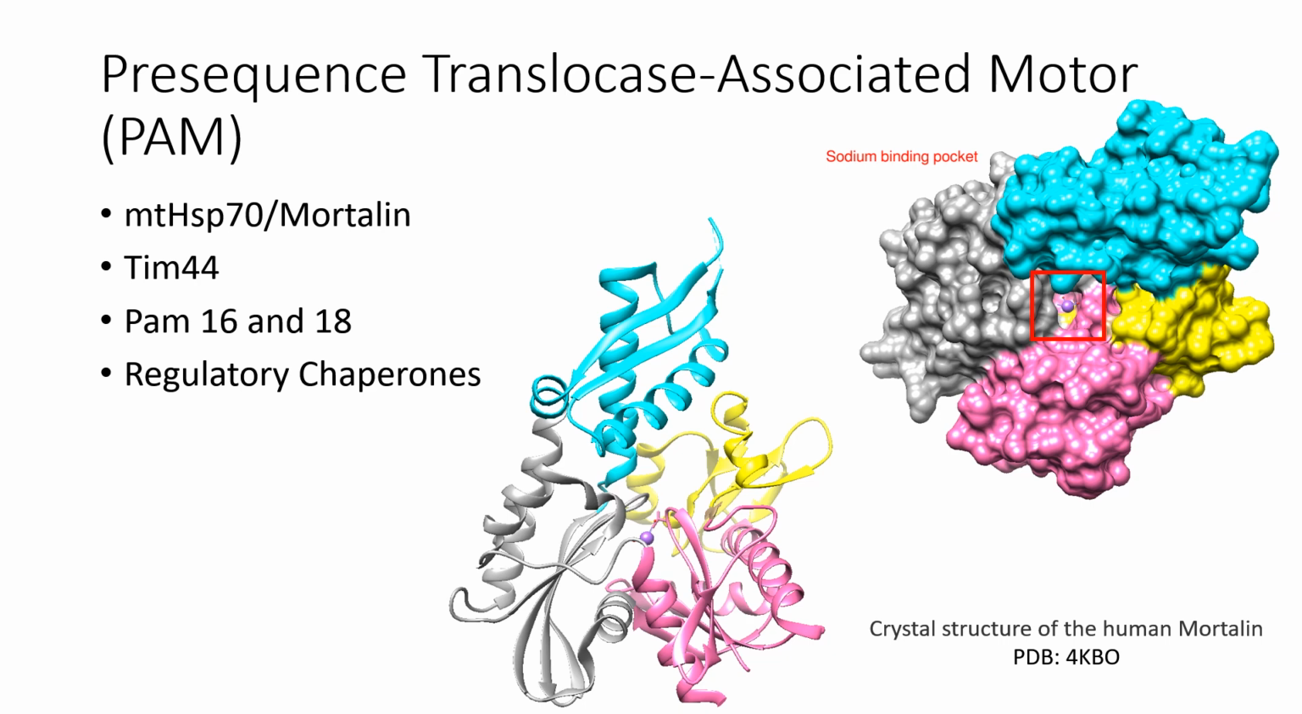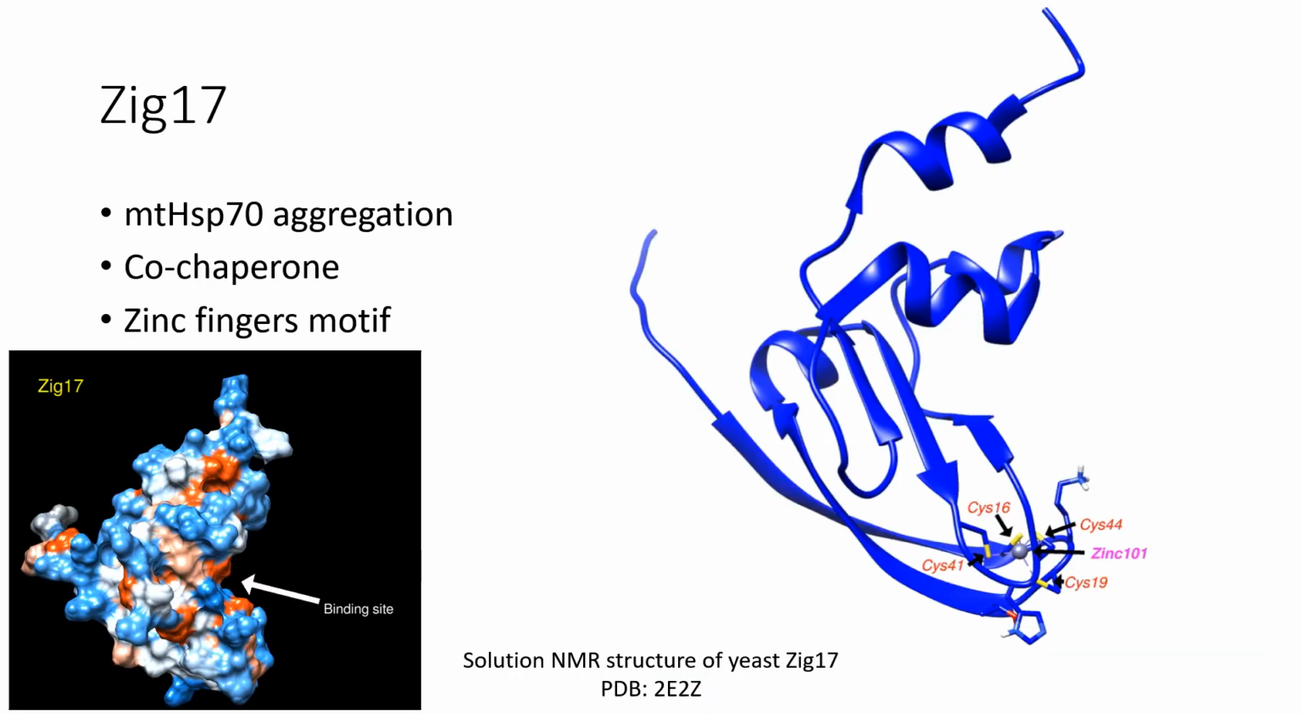There are many more proteins that support this system. To name a few, PAM17 is also involved in the linkage of TIM23 to mortalin. The ATP hydrolyzing activity of MTHSP70 is regulated by stimulatory and regulatory proteins PAM16 and PAM18. And there are many other chaperones that help prevent misfolding and aggregation of proteins in this PAM complex. Among these is a very important one called ZIG17.